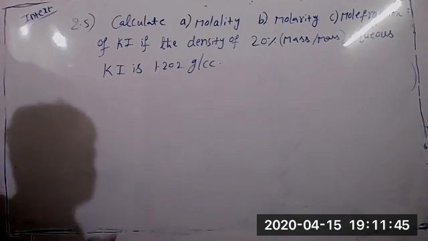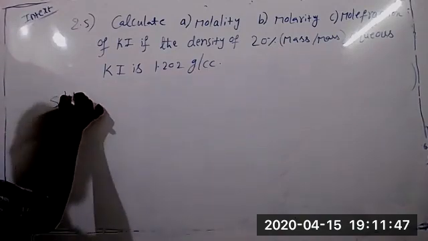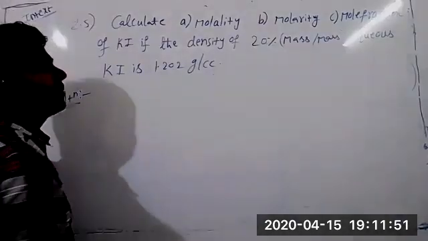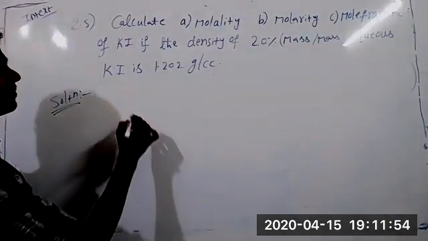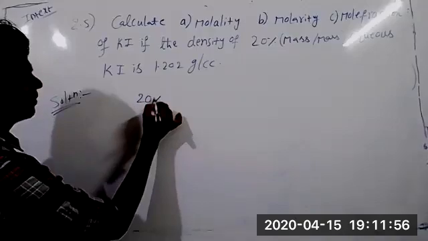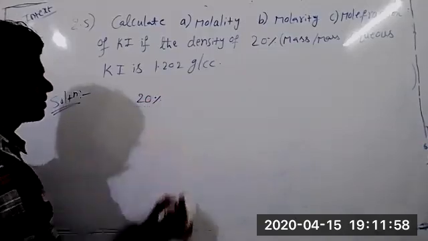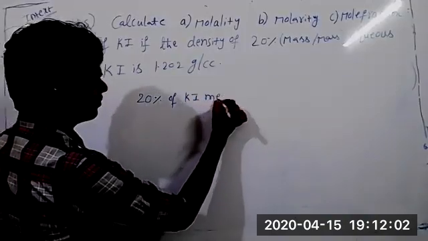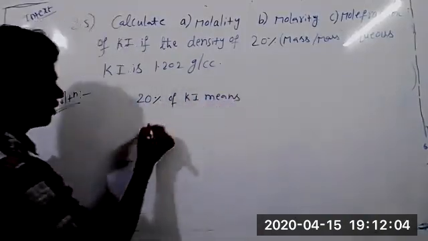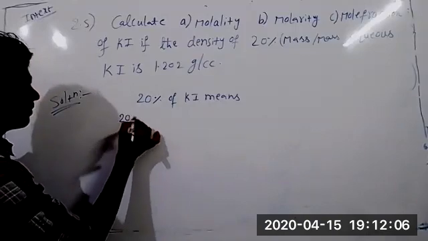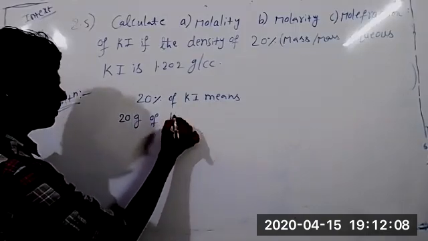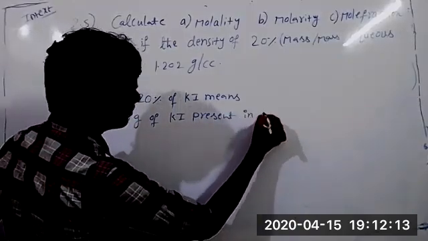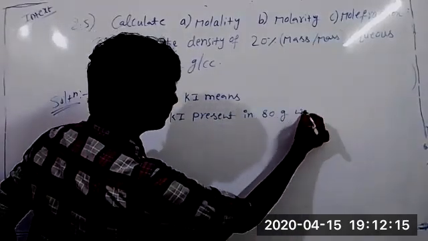Okay, the solution. What is the meaning of 20% aqueous KI? 20 grams of KI and 80 grams of water. Very good. So 20% of KI means 20 grams of KI present in 80 grams water.